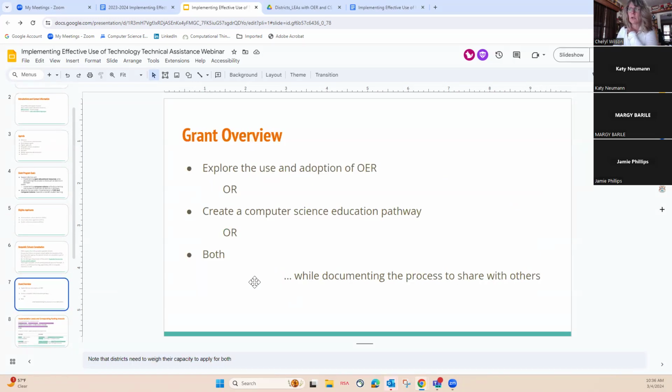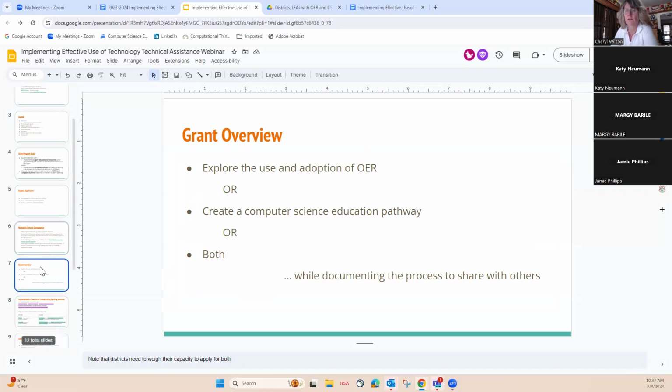So as we talked about, grant overview, explore the use and adoption of open educational resources, or OER. And then also the other part, completing a computer science education pathway, or both. We do not suggest both. Each takes its own amount of work and capacity, and there's not a lot of districts that I know really do have the capacity to do both of these. So we do suggest you look one direction or the other. If you think you're interested in doing both, maybe reach out to us and ask a few questions. A lot of districts, it is a difficult thing to do. So we suggest you think one way or the other.